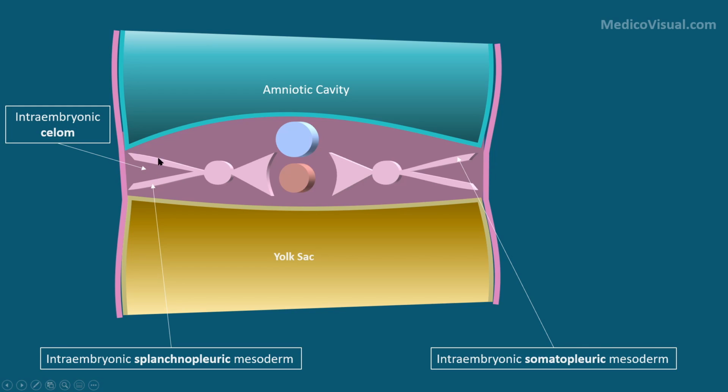And in between these 2 layers is a continuous space that is called intraembryonic celom. Why is it called intraembryonic celom? Because outside this whole structure is the extraembryonic celom. Intraembryonic celom is going to form the body cavities, namely the pericardial cavity, pleural cavity as well as the peritoneal cavity.